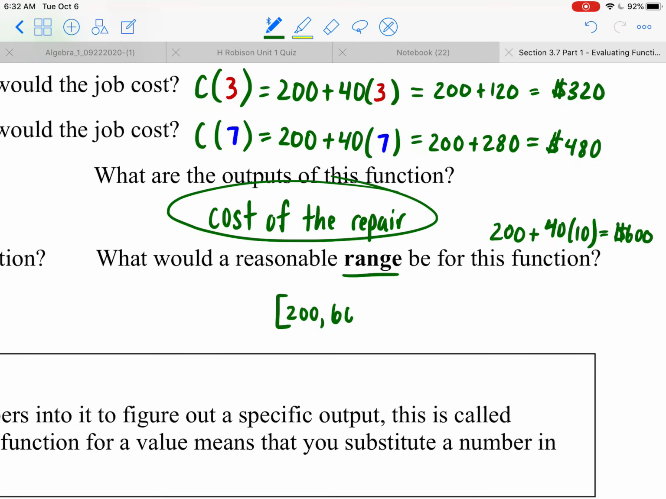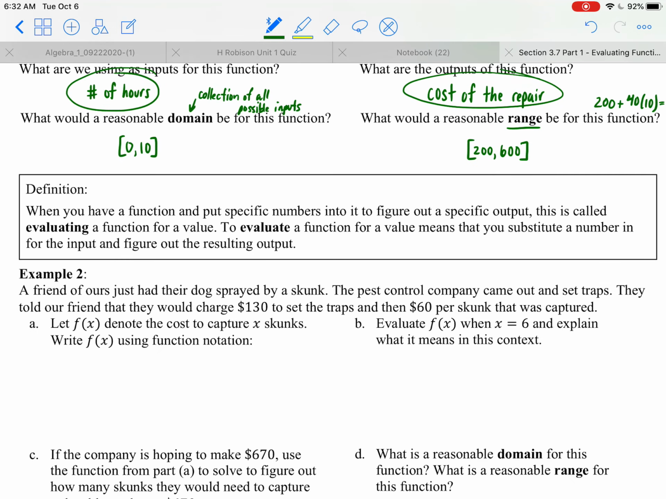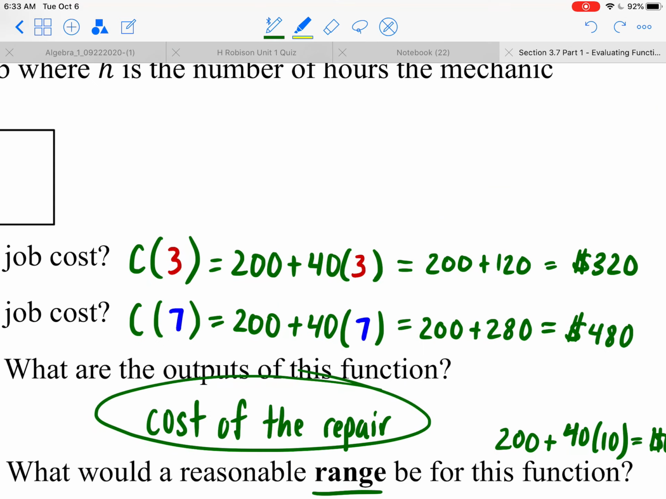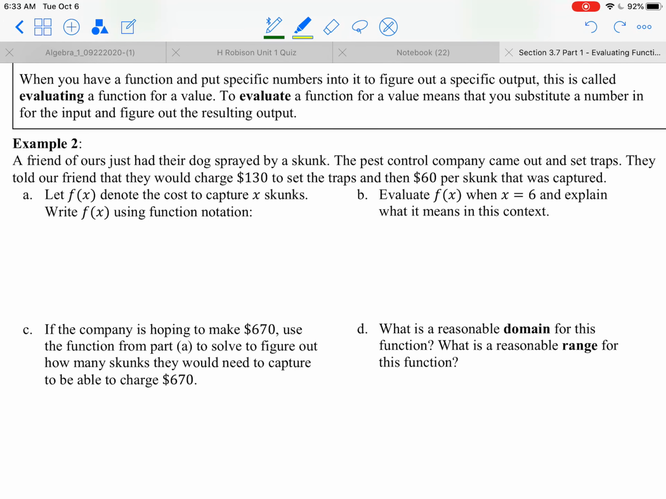Okay? All right. So we're going to come up to a definition here. When you have a function and put specific numbers into it to figure out the specific output, this is called evaluating a function for a value. To evaluate a function for a value means that you substitute a number in for the input and figure out the resulting output. So that's what we just did, right? We came up here, and this right here is called evaluating the function for a given value. So we evaluated it for 3 and for 7 there. Okay, so that's what it means to evaluate a function, and we've already talked about that some.